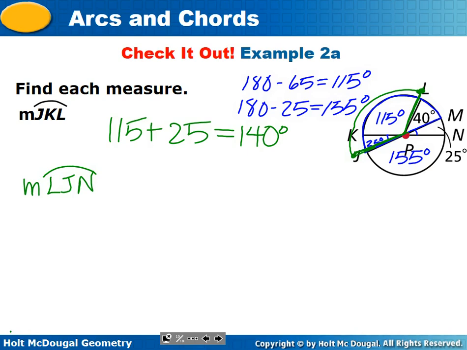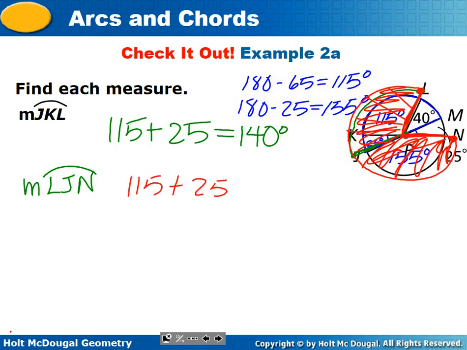Next, the next part of this problem said find the measure of LJN. So here again, I'm going to mark LJN. L is here, J is there, and N goes all the way around to here. So we have got all of this included. So we got everything that's marked here. That is everything but what? We could add up all those parts. We could add 115 plus 25 plus 155, right? And that would give us a measure.